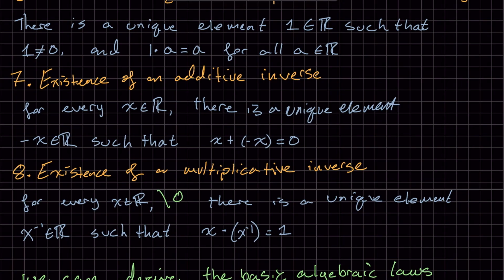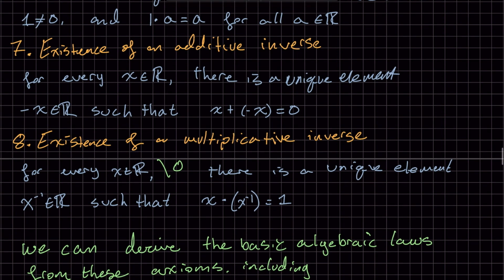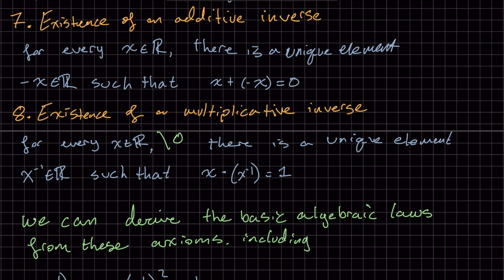7. Existence of an additive inverse. For every x in R, there's a unique element, negative x in R, such that x plus negative x equals 0, which is cool. You can use all of these in proofs. These are the field base axioms. You can use them in pretty much any proof that you do, and they're really cool to use.